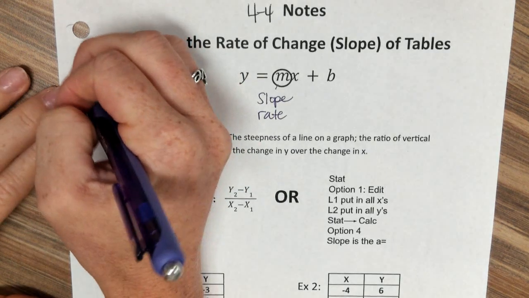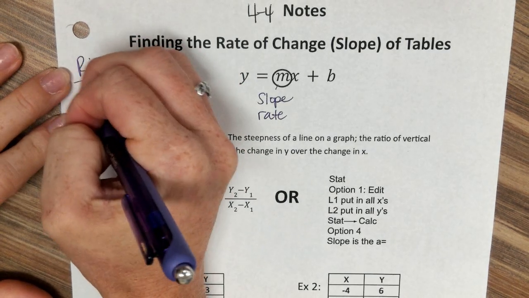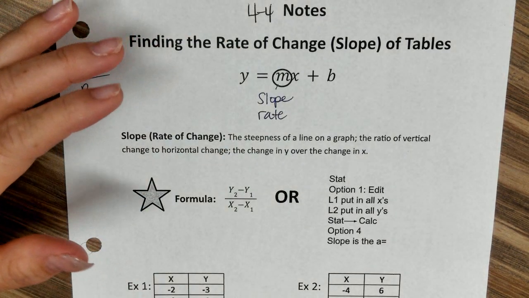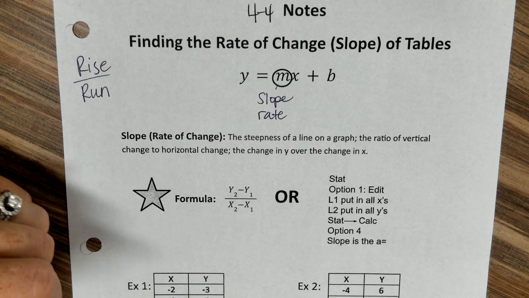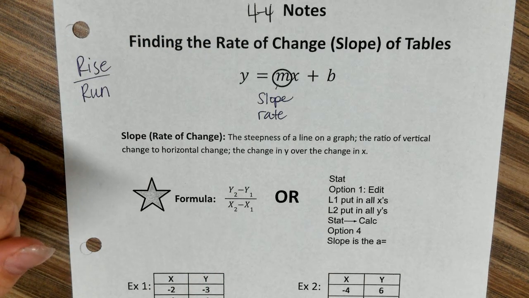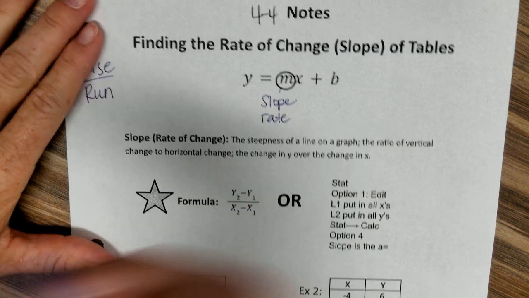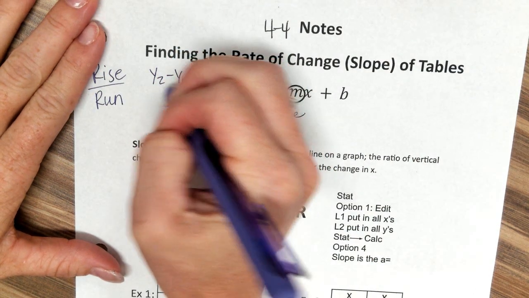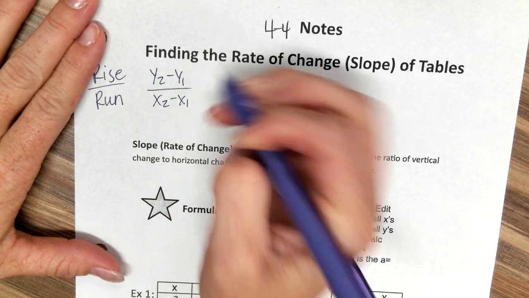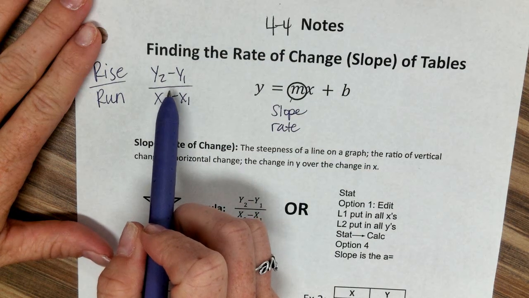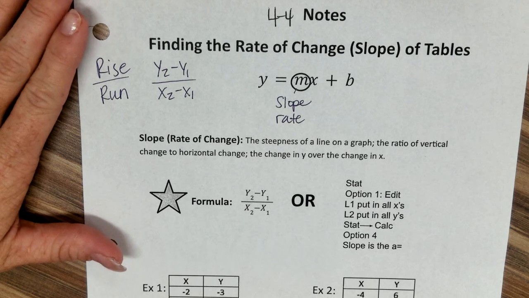Rise over run. When do we use rise over run? When there's a graph. Very good. Then I taught you the slope formula. Does anybody remember it? y2 minus y1 over x2 minus x1. When do we use this? When we have coordinates.